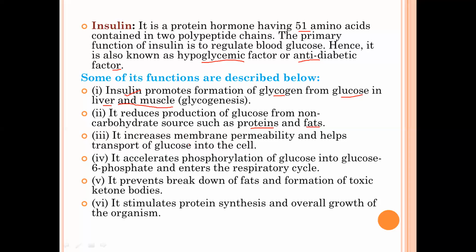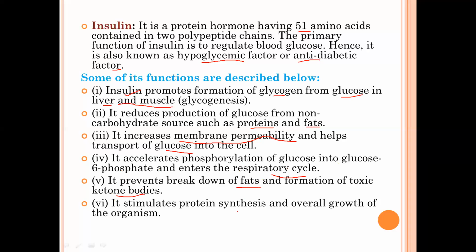So what does it do? It increases the membrane permeability and helps transport glucose into the cells. And it accelerates phosphorylation of glucose into glucose 6-phosphate, which enters the respiratory cycle, that is Krebs cycle and glycolysis. It prevents breakdown of fats, whereas glucagon helps in mobilization of fats and formation of toxic ketone bodies.